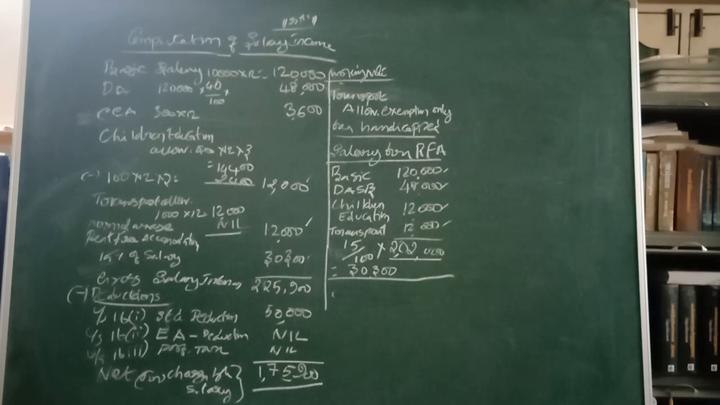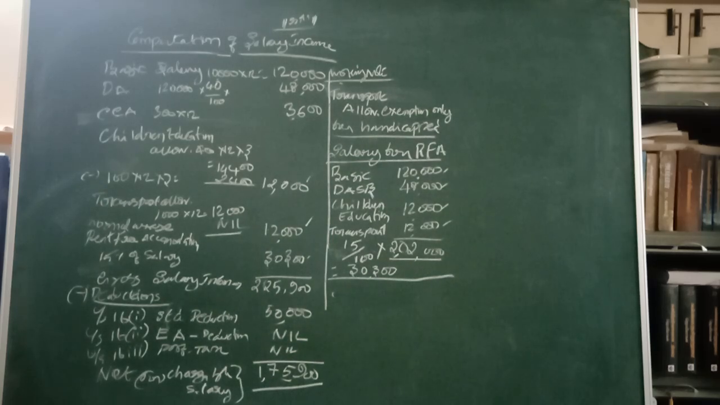Then the third one is children education allowance. You know very well the amount of a children education allowance is taxable, but you can claim the exemption. The total amount of education allowance is 400 rupees per month per child to the maximum of 3 children. Exemption amount is eligible as 100 rupees per month to the maximum of 2 children. That 100 rupees into 12 into 2, that you have to deduct.